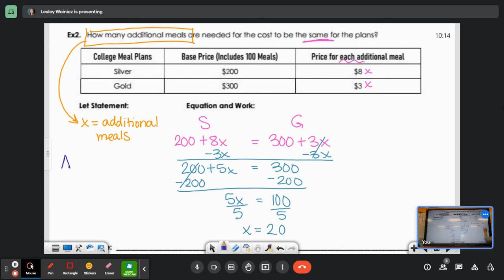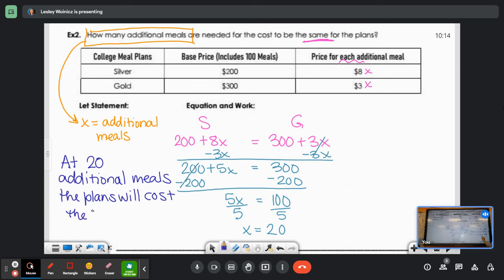So at 20 additional meals, the plans will cost the same amount of money. Ta-da! Sentence. Cool.